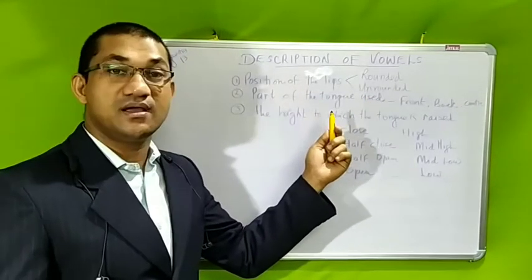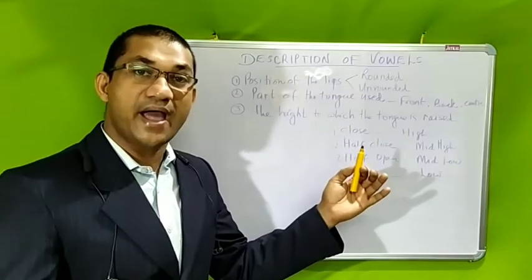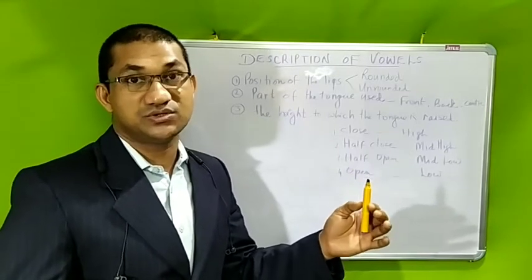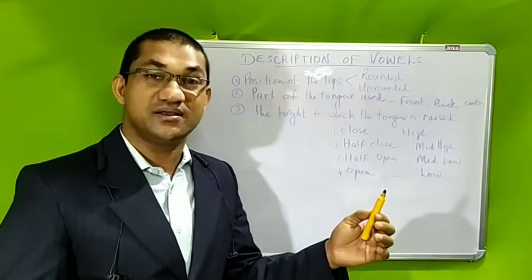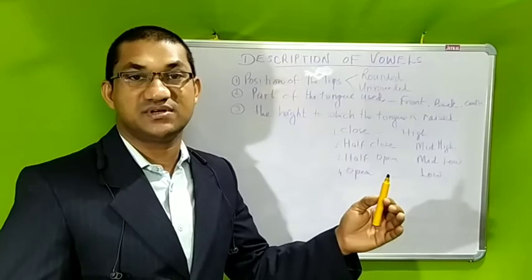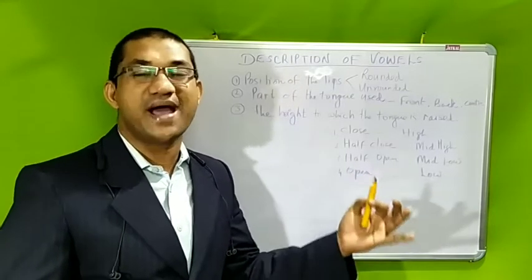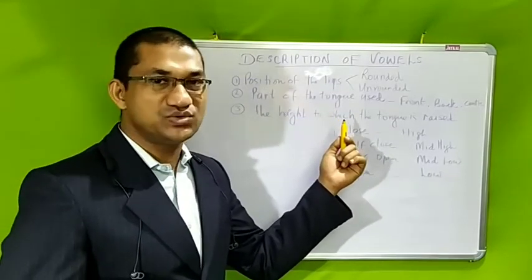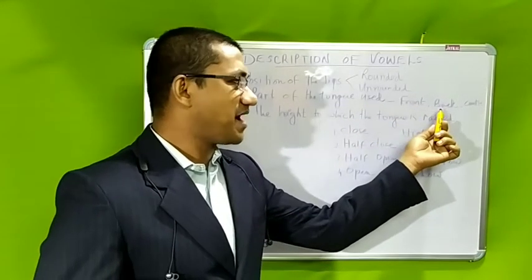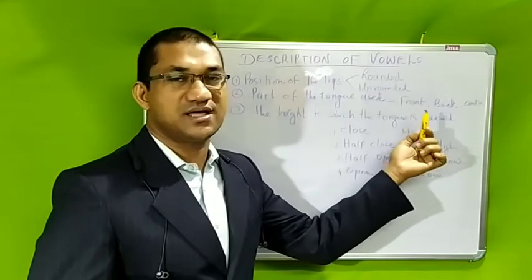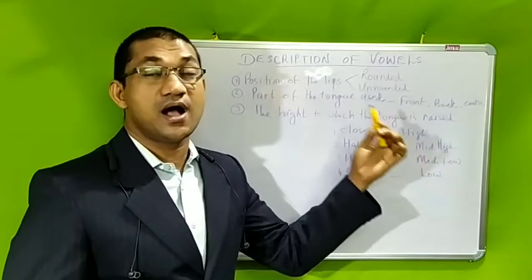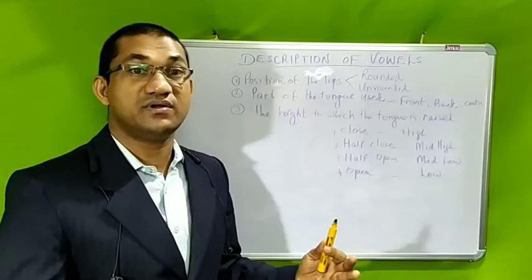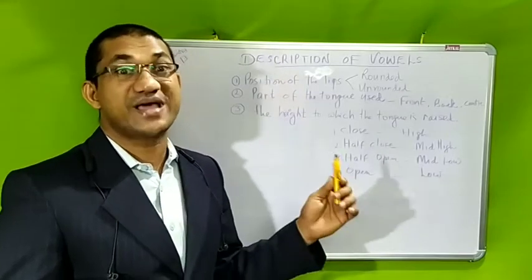Number two, the tongue has different parts, and we say which part of the tongue is used to articulate certain vowels. Based on that we describe a vowel as a front vowel, a central vowel or a back vowel, depending on whether the front part, the center or the back part of the tongue is used to articulate the vowel sound. That is the second thing.